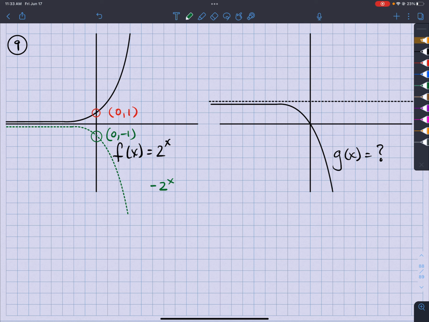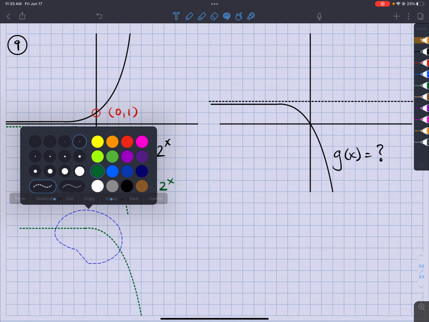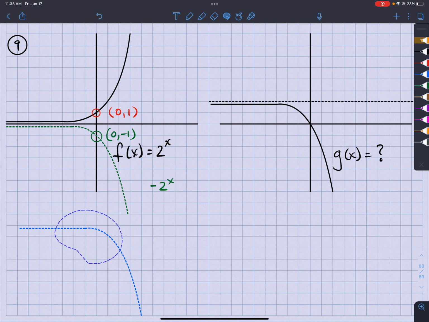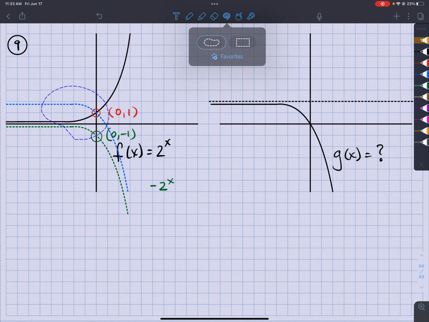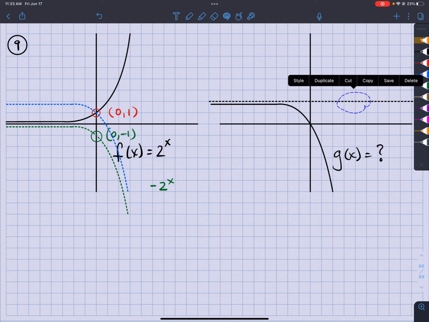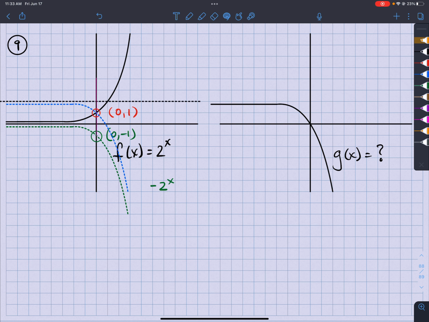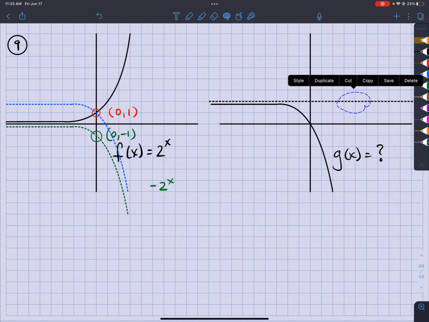All right, so let me take this again and duplicate it, except I'm going to make it, I don't know, blue, okay? So if I took this from here, and it looks like I shifted up 2, right? Because I have that horizontal asymptote. So I have this thing right here, right? If I bring it over, it can't touch it, so it's got to be right there. So I've got to keep that in mind, all right?